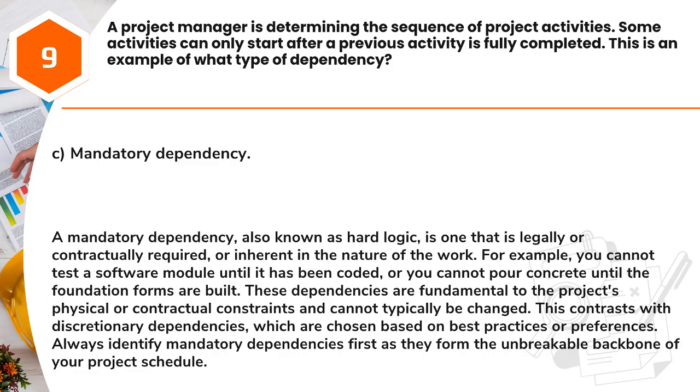Answer: C. Mandatory dependency. A mandatory dependency, also known as hard logic, is one that is legally or contractually required, or inherent in the nature of the work. For example, you cannot test a software module until it has been coded, or you cannot pour concrete until the foundation forms are built. These dependencies are fundamental to the project's physical or contractual constraints and cannot typically be changed. This contrasts with discretionary dependencies, which are chosen based on best practices or preferences. Always identify mandatory dependencies first, as they form the unbreakable backbone of your project schedule.